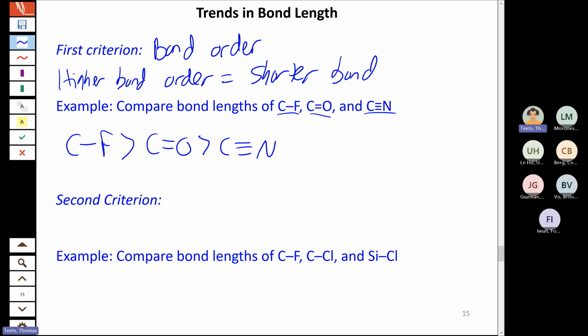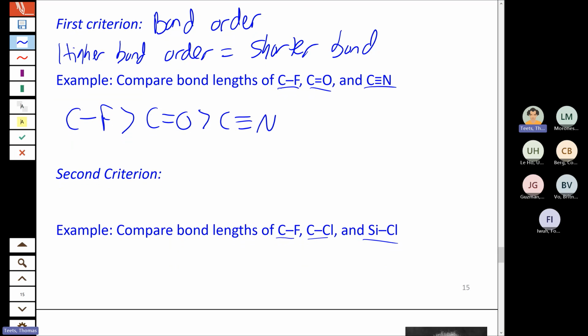Now, there's also going to be a lot of problems where the bond orders that you're comparing are all the same. So this example down here, we're comparing C-F, C-Cl, and Si-Cl. They all have single bonds, so we can't use bond order to help us decide which one's longer, which one's shorter. So the second thing that's going to be involved is the size of the atoms.